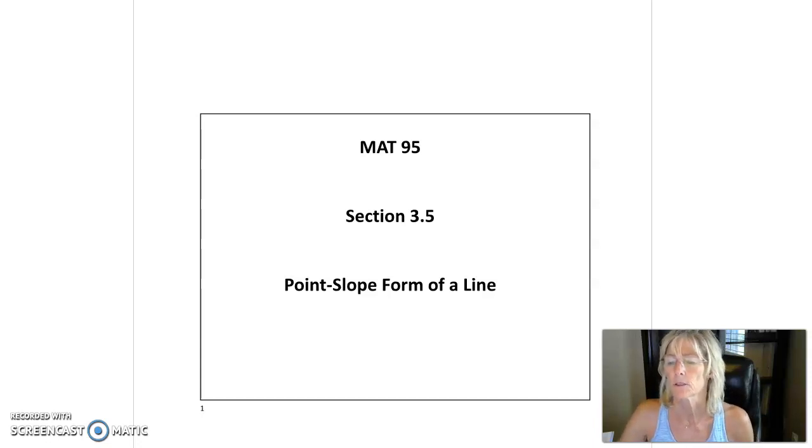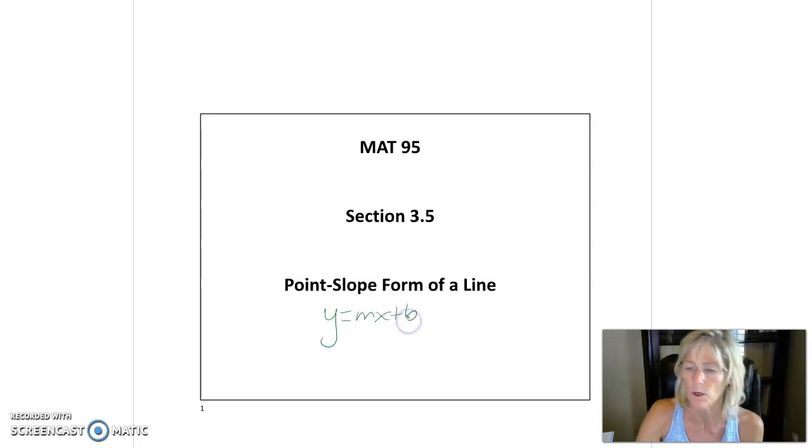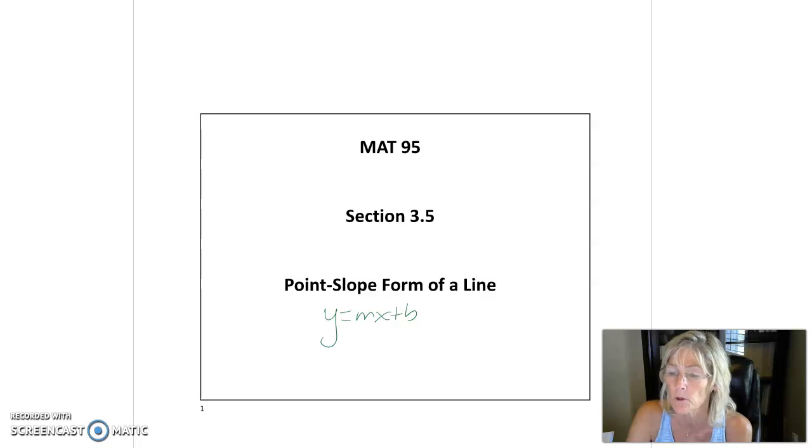In this lesson, section 3.5 talks about the point-slope form of a line. So we've been used to working with the equation y equals mx plus b, and we're not always given all the information that we need in slope-intercept form, and so sometimes we're given partial information, so we can use that information and then derive the slope-intercept form.